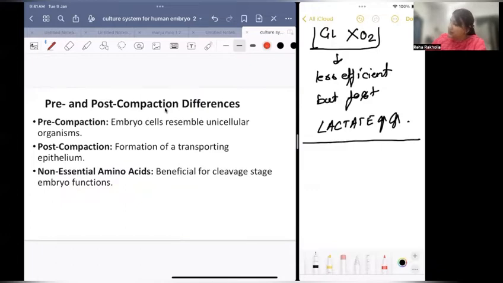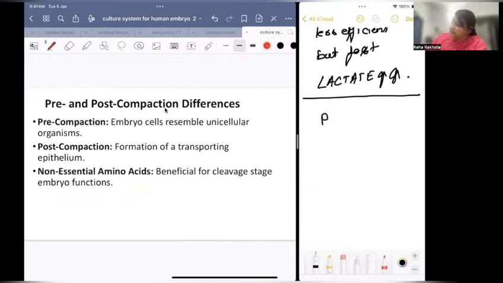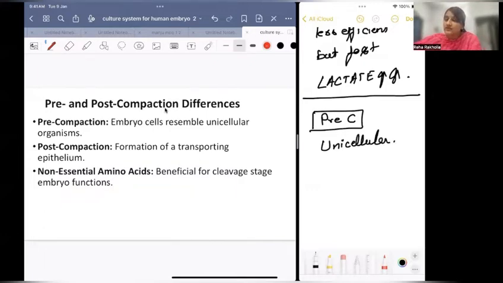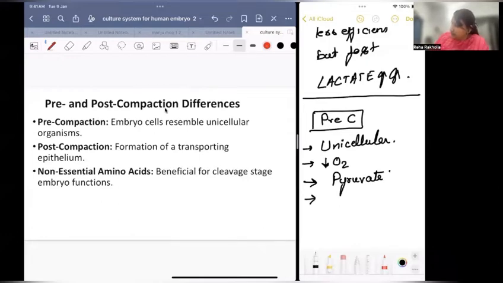In pre compaction, it resembles a unicellular organism. It has low oxygen consumption. Second, it prefers pyruvate. I told you, pyruvate is in the early stage. Then low biosynthetic activity.